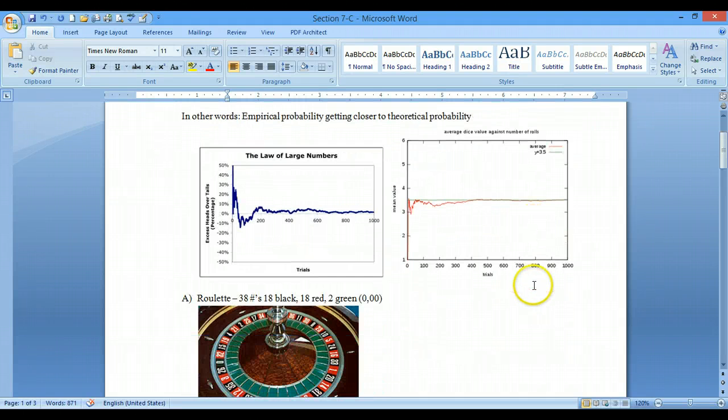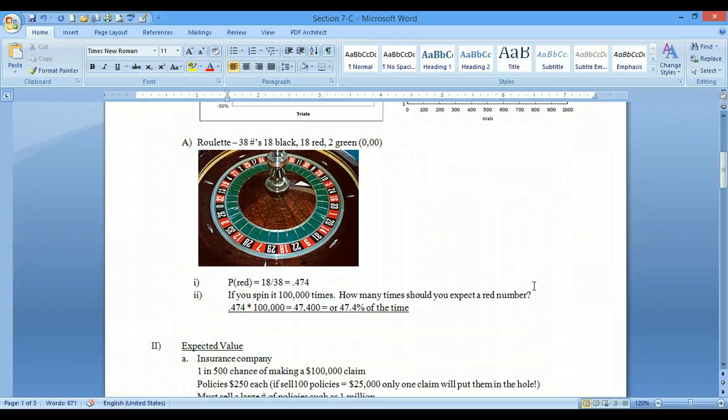So we're going to move on to applying the law of large numbers with our first example in roulette. Roulette is a wheel. It has 38 numbers, 18 black, 18 red, and 2 green. And the green numbers are 0 and 00, which is very important. We'll come to that later when we talk about the house edge. So if I wanted to just find the probability of getting a red, well, I have 18 red out of 38, and I get the probability of 0.474.